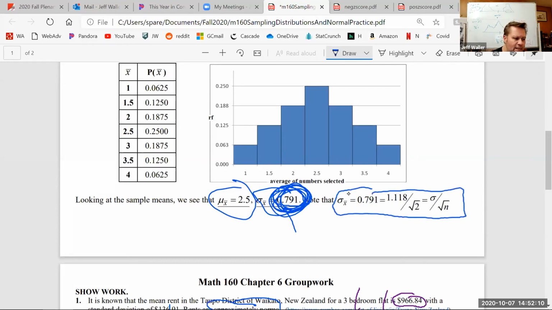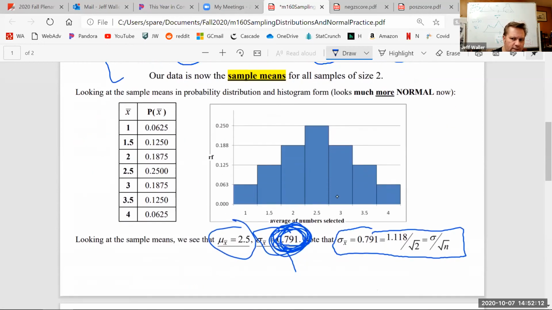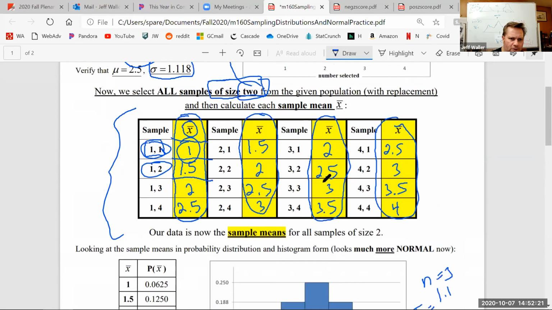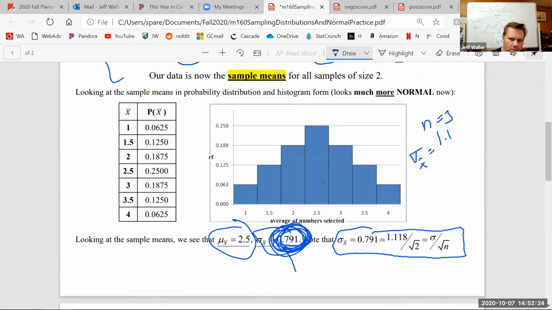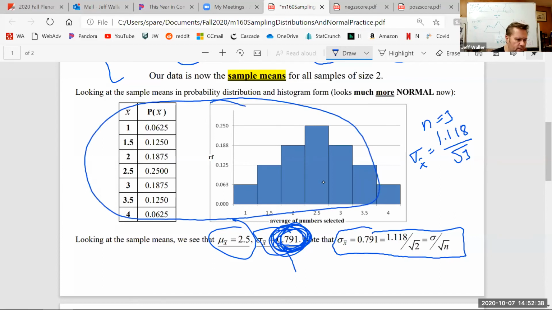So if, instead of taking samples of size 2, I would have taken samples of size 3, then my new standard deviation would have been the old one, 1.118, divided by the square root of 3. If I would have taken samples of size 4, I would have divided it by the square root of 4. Because do you want to have to do this every time you have a problem like this? No. I would much rather have a shortcut way to figure out what the new standard deviation is for my new picture.